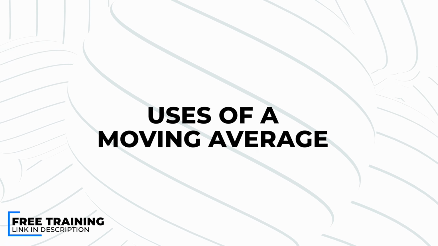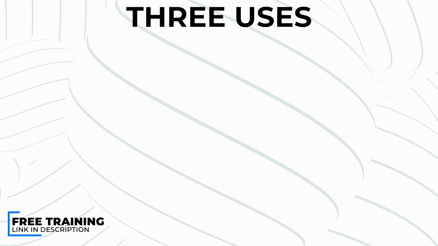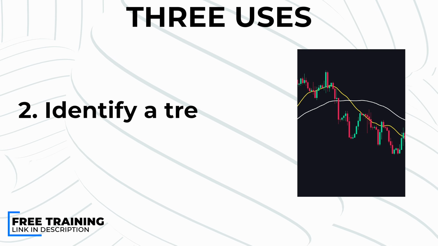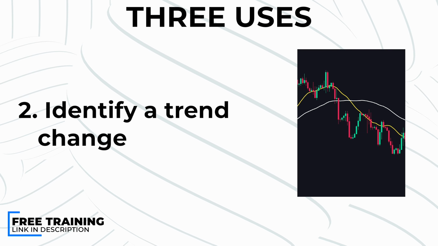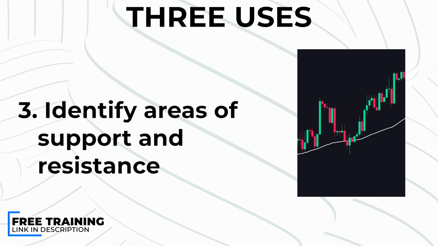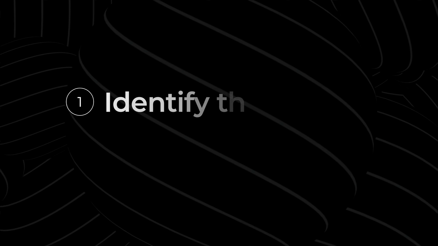Uses of a moving average. The moving average primarily has 3 uses. Number 1. Identify the trend. Number 2. Identify a trend change. Number 3. Identify areas of support and resistance. Let's start with identifying the trend using the moving average.